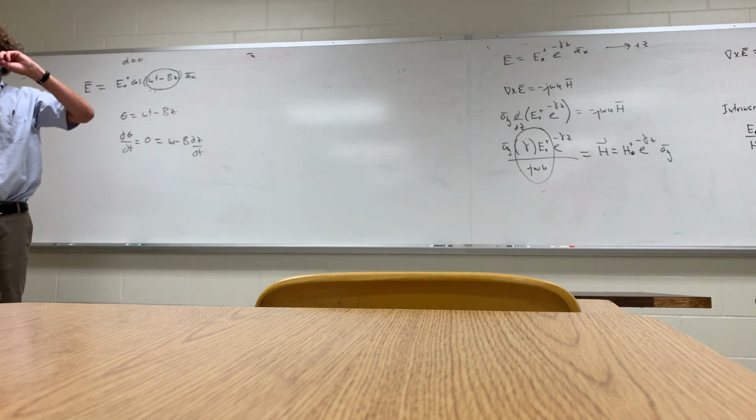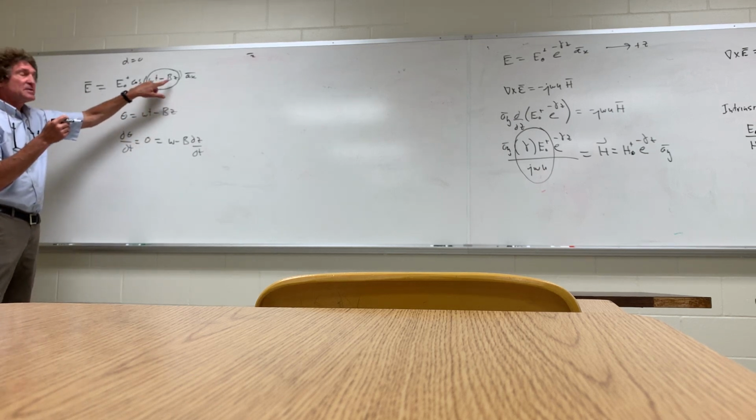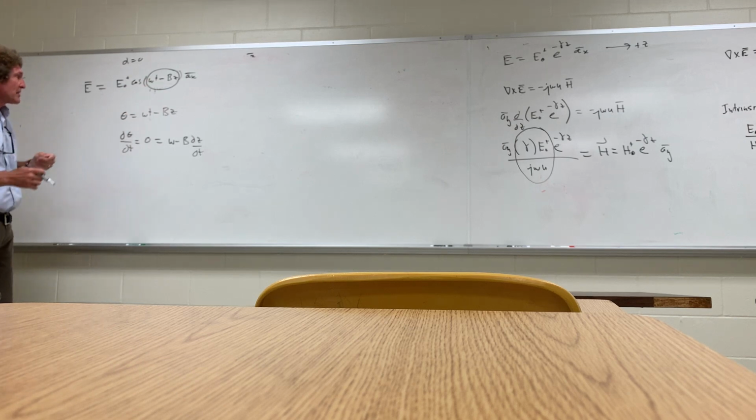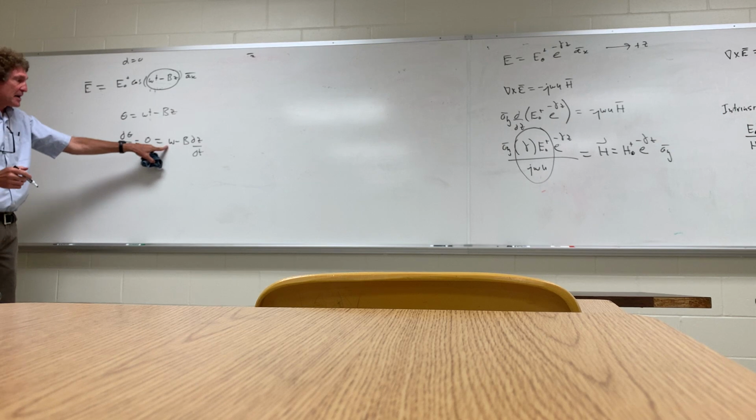I'm calling the phase like, if it was a cosine argument, cosine is 0. I want this to be 0 always. I want to see how fast that cosine of 0 is moving, the omega t minus beta z. So I take a derivative of this argument with respect to t and set it equal to 0, and I get omega minus beta times dz dt.